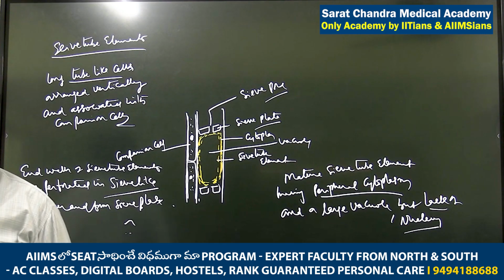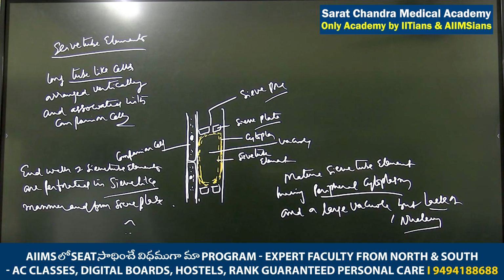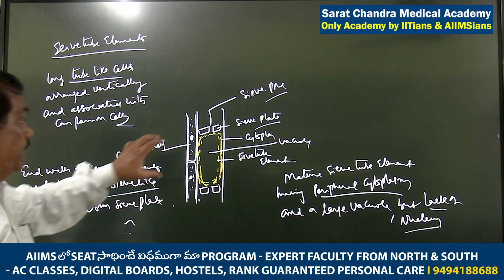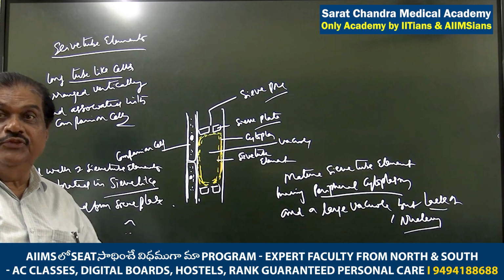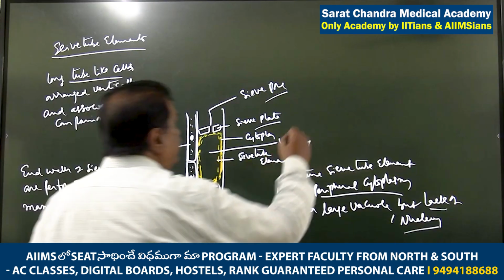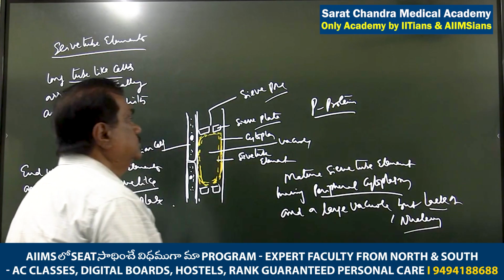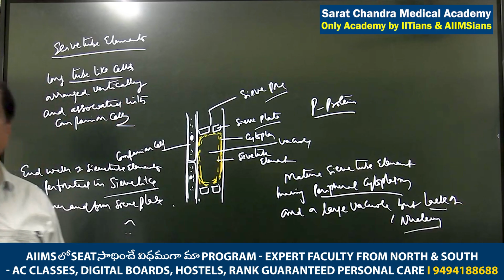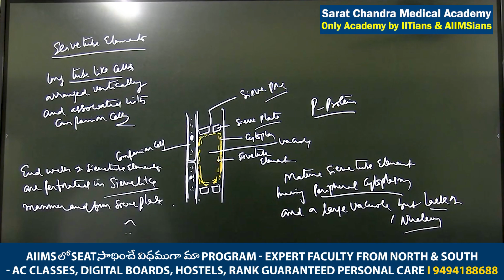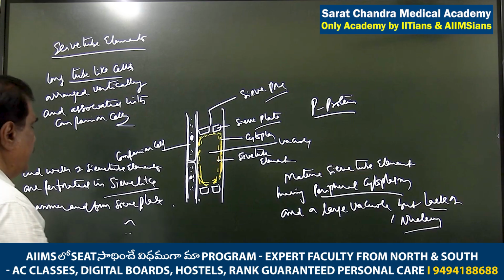Next, another important point, this was asked many times in AIPMT. When the sieve tube elements become injured, P protein is secreted. P stands for phloem protein. P protein is concerned with the sieve tube elements of phloem. That is what you have to remember. When the cell shows injury, P protein is secreted.